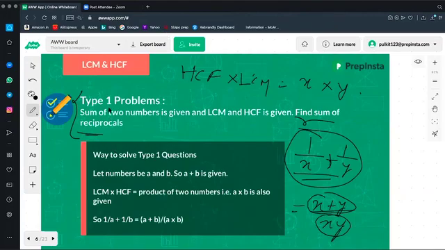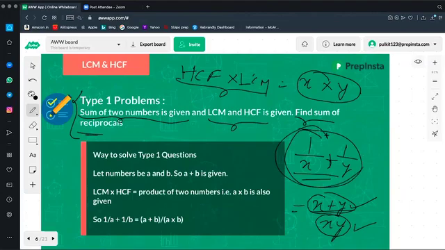The type 1 problem is basically wherein you will be given the sum of the numbers, so this is already given to me. And LCM and HCF is also given to me. If I'm given the LCM and HCF, I can also find the product of the numbers. That way I can find the sum of the reciprocals of the numbers. Is that clear, everyone? This is one type of problem that is asked in placements again and again. In a lot of exams, you will see this problem.